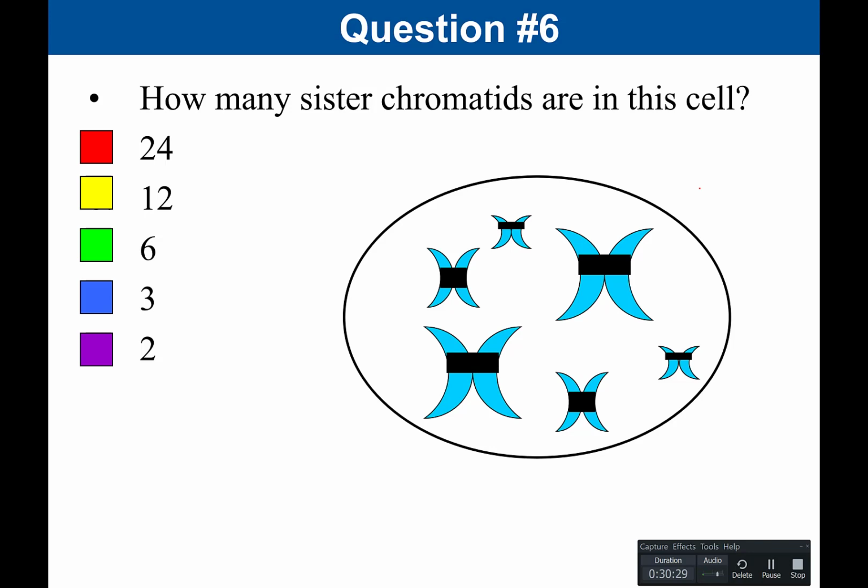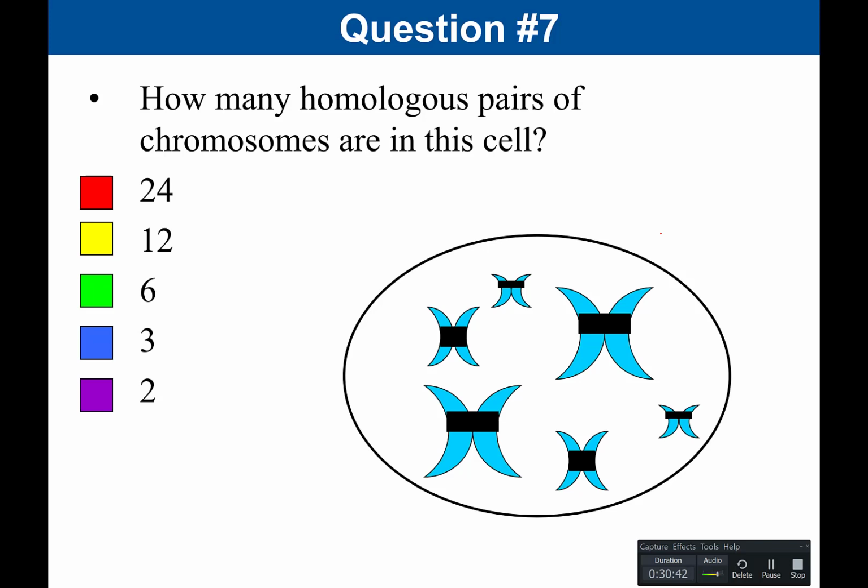Red, 24, yellow, 12, green, 6, blue, 3, or purple, 2. So again, post your answer on Canvas. How many homologous pairs of chromosomes are in this cell? Same answer choices. So how many homologous pairs are in there? And then just to follow up, is this cell diploid or is this cell haploid, and why? So that's something to think about.